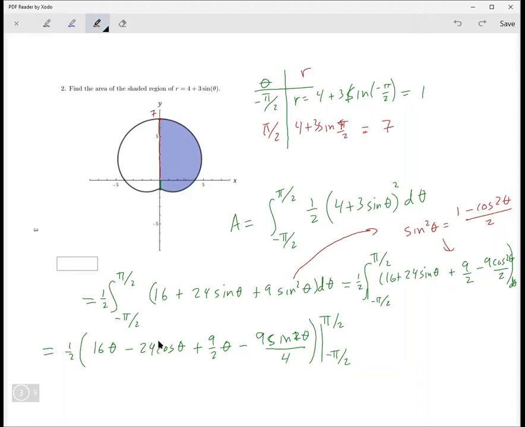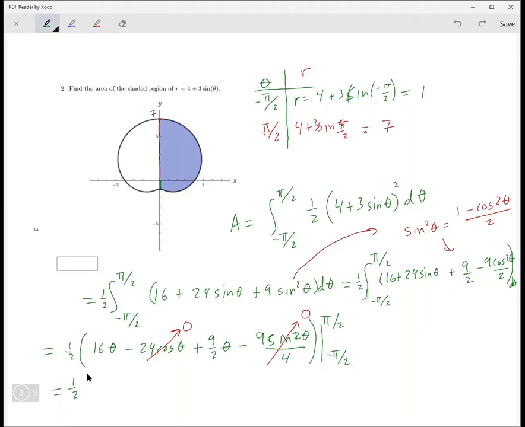Now, one thing that's really nice is when you put pi over 2 into here, you get 0. And when you put negative pi over 2, you also get 0. So I'm not even going to mess with that. Also, because there's a 2 right here, when you put pi over 2 in here, you get sine of pi. And this one gives you sine of negative pi. And those are both 0. So you can just wipe that out immediately, even before writing it all out.